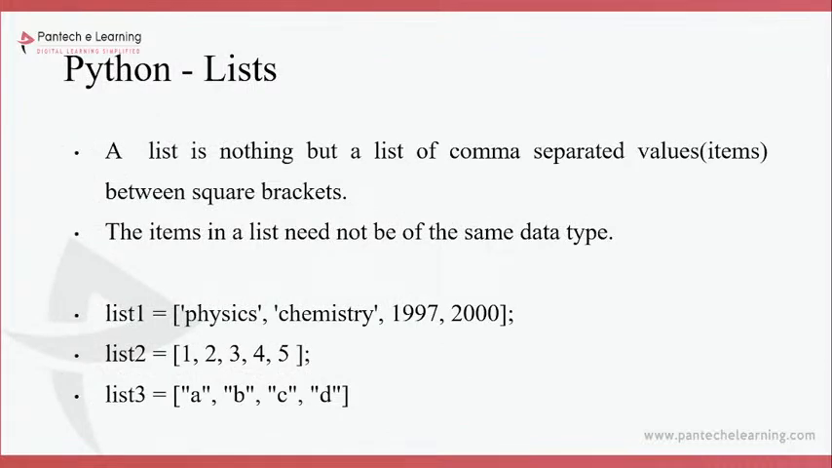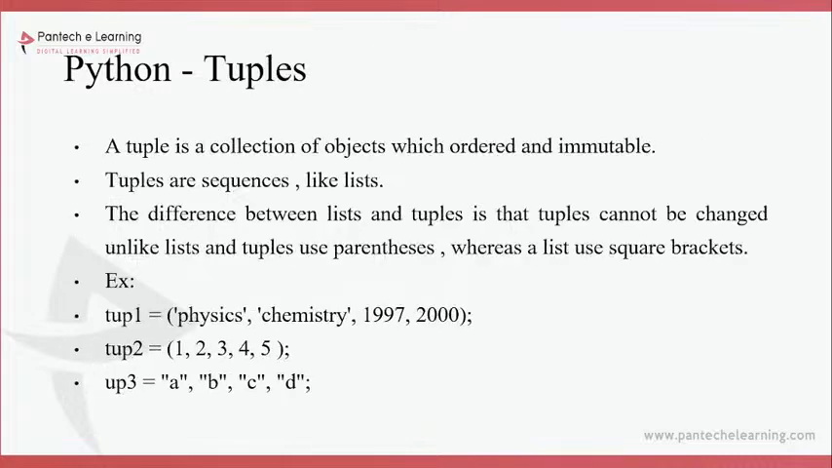So list, I already told that it is a collection of elements which is an ordered collection, and we can change the values, and different types of values can be stored in a list. Like here we are storing string and integer values, different types of values we are storing here. Okay, that's all about list.